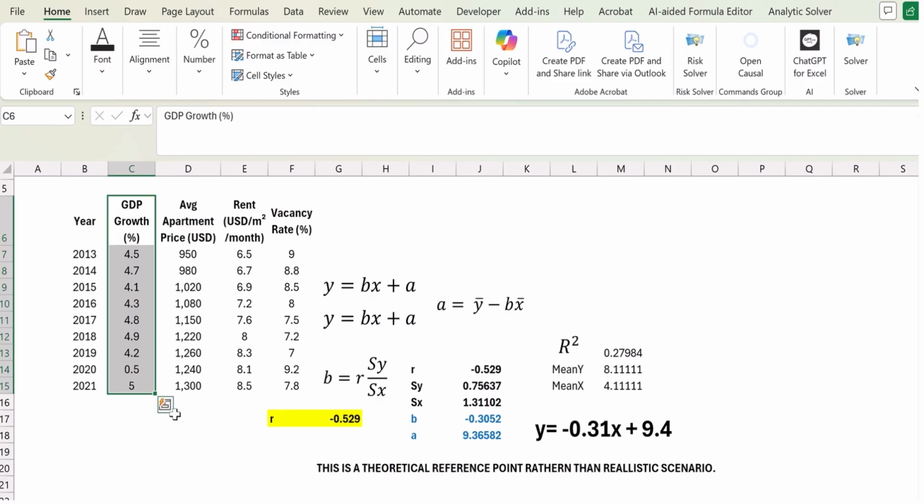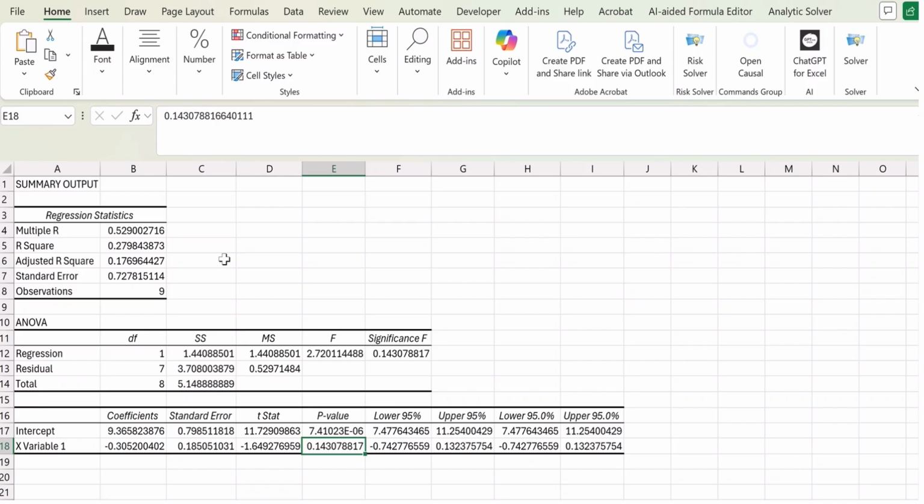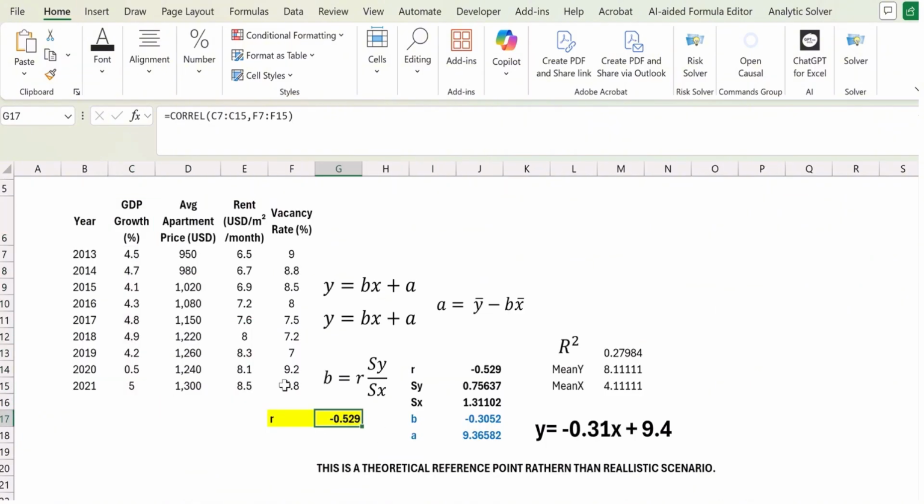Now let's go to the regression data that came back from the Excel function. We can see the multiple R of minus 0.53 measures the strength and direction of the linear relationship. It is negative because as GDP increases, vacancy decreases, so it goes in the opposite direction.